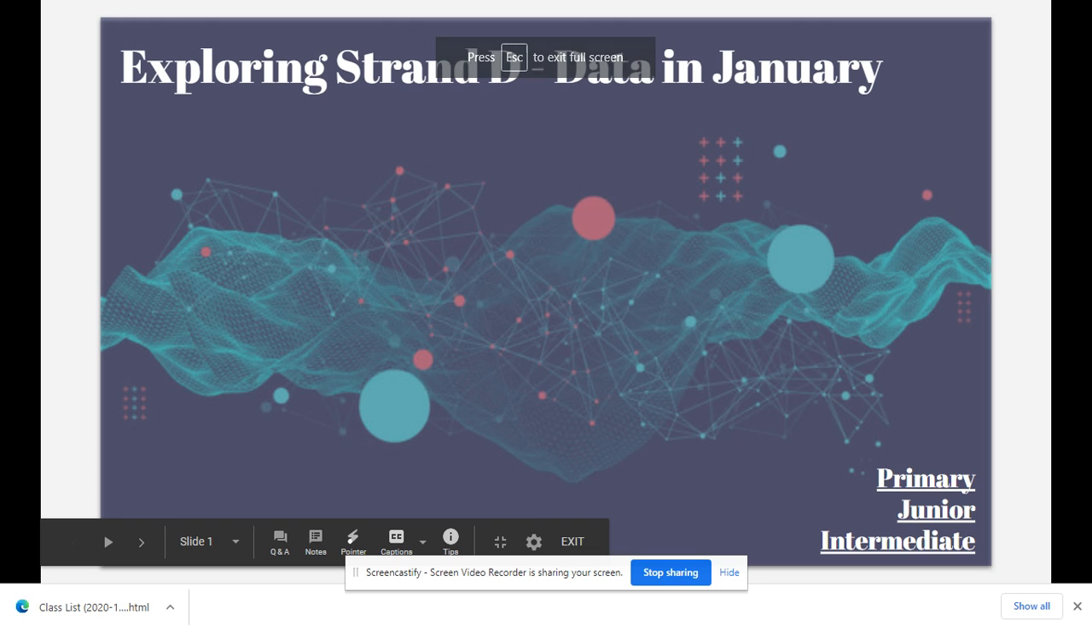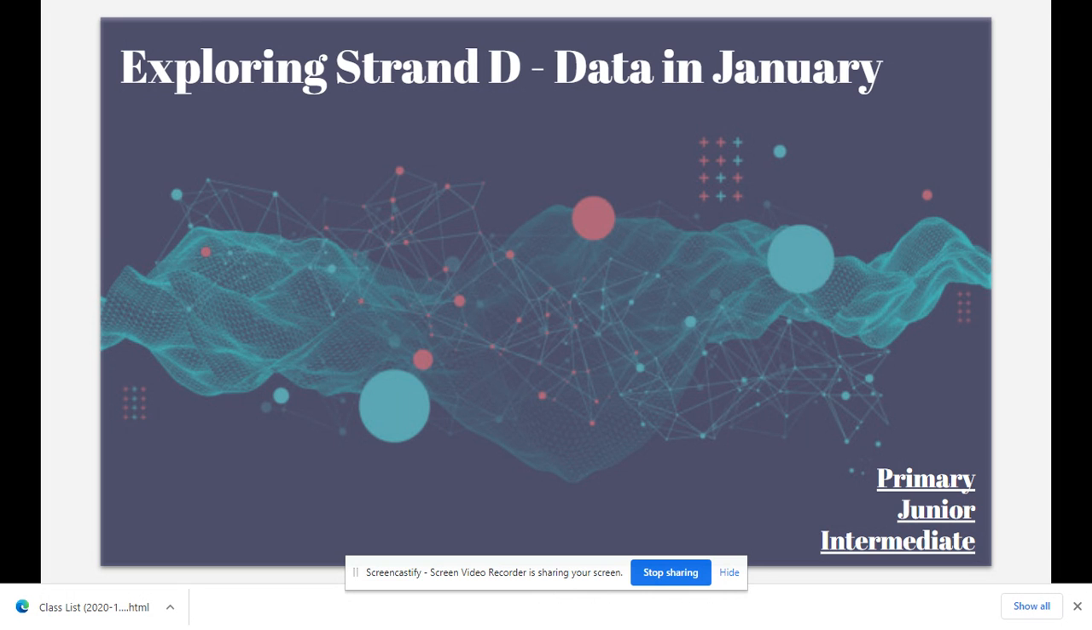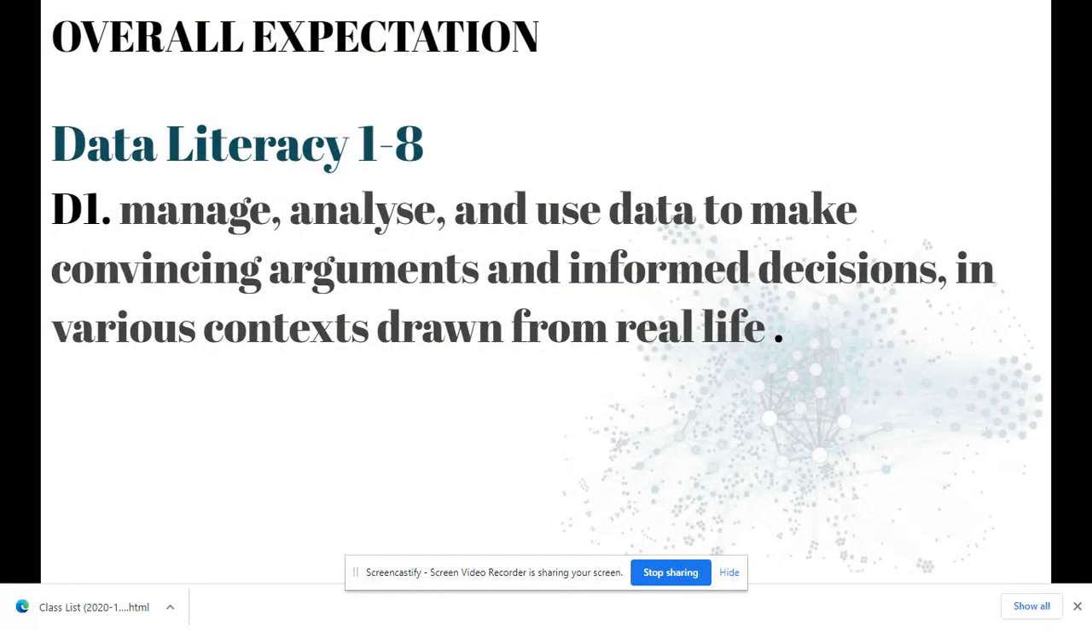In January, in the OCDSB scope and sequence, we have chosen to start with a portion of Strand D, specifically data literacy and data analysis. This is covered in the overall expectation D1, which is manage, analyze, and use data to make convincing arguments and informed decisions in various contexts drawn from real life.